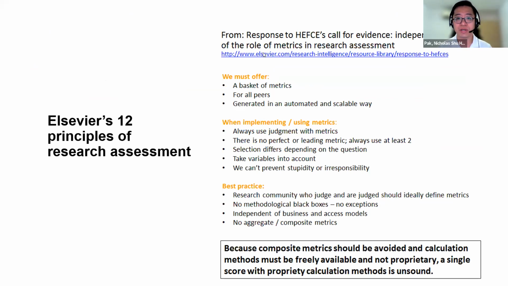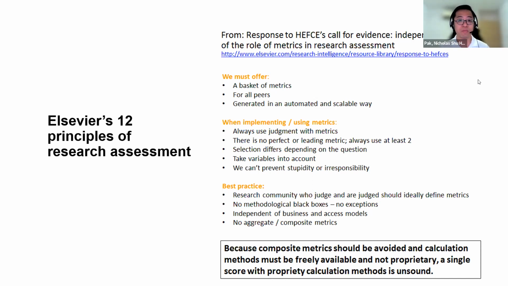We have 12 principles of research assessment, which are very simple, and it's basically a response to a call for evidence. What we offer is a basket of metrics for everyone, and it has to be generated in an automated, scalable way. We need to implement and use metrics by always leveraging judgment with metrics. We do not have a perfect or leading metric, and we should use at least two, hence a basket of metrics. The selection of metrics would differ depending on the question that is to be asked.